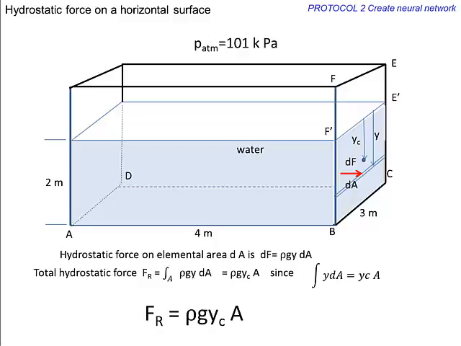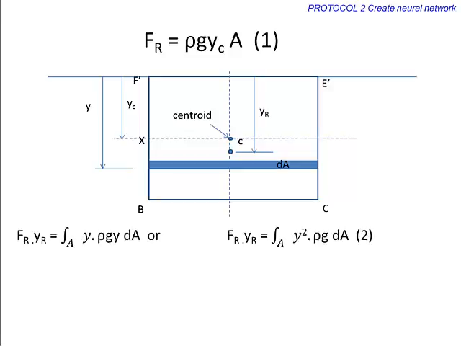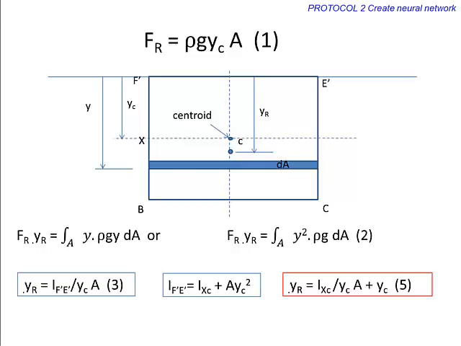In order to find the location of resultant hydrostatic force, we can equate moment of the resultant force to the summation of moments of elemental forces. From equation 1 and 2 we can find the location of resultant force from the free surface. Using parallel axis theorem, equation 3 can be modified as equation 5. In equation 5, Ixc is the moment of inertia of area BCE-F', about the axis Ixc.